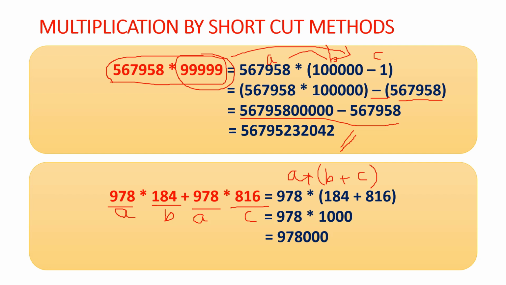So this is how we have to shorten the given equation. We are replacing the values in this equation. In place of A, we put 978, into B which is 184, plus C which is 816. Then we add these two values, which gives 1000 as the answer. Now we multiply 978 into 1000, so we get 978,000 as the answer. By just remembering these two equations, we can reformat the given questions and easily find the answer. This is how we have to use multiplication by shortcut methods.